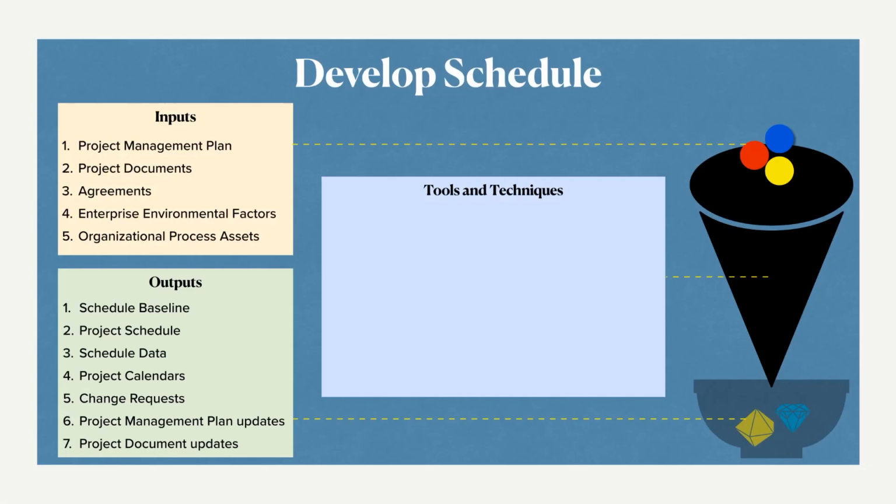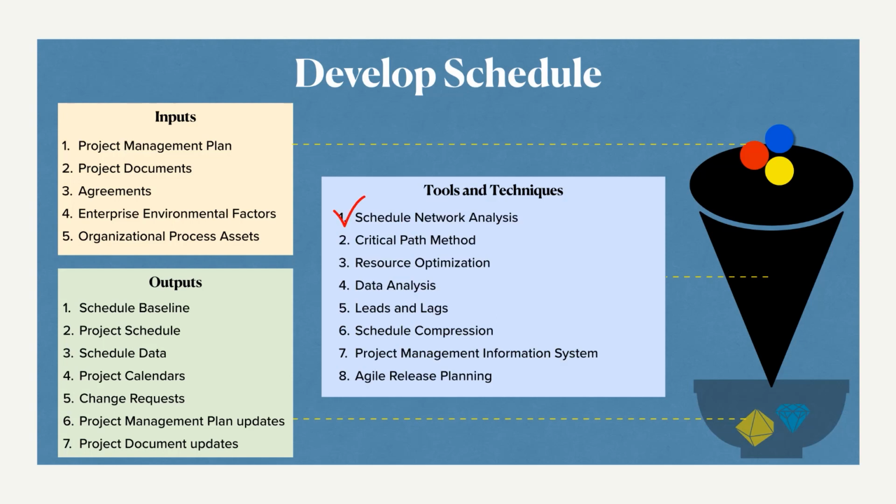Okay, let's see what we have for tools and techniques. What can we use to convert these inputs to the expected outputs? Schedule network analysis. This is a generic term describing a tool, but you have learned what the critical path method is. So critical path method is one of the schedule network methods, right? So this is a generic name and this is a specific name.